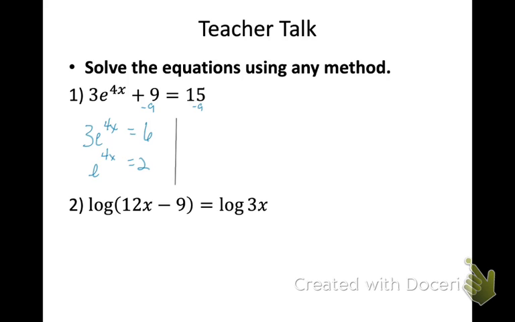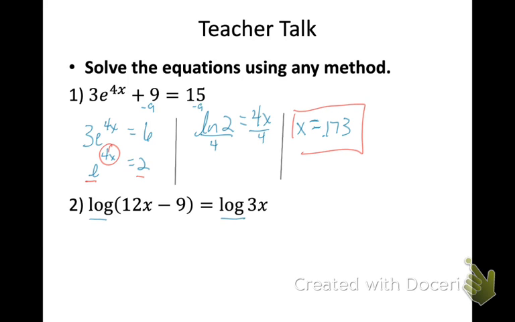So e will be a natural log. So natural log, which is base e of 2, that's my value, equals 4x. To solve for x, I need to divide by 4. So on your calculator, take the natural log of 2 and then divide that by 4. And we'll round to 3 decimal places, so that's approximately 0.173.